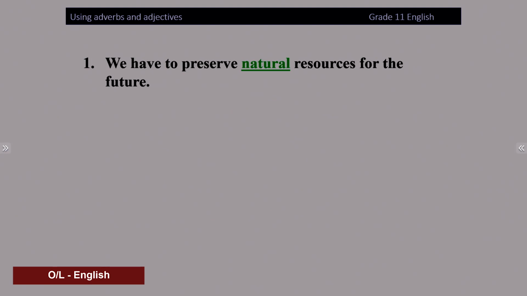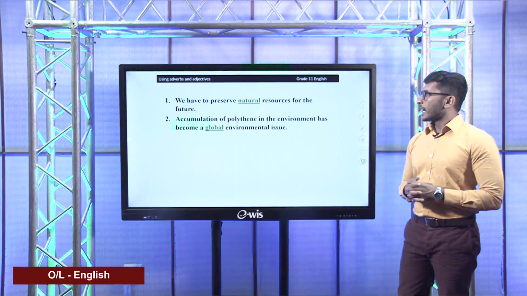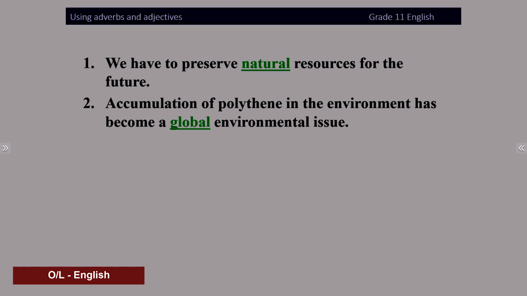Yes. We have to preserve natural resources for the future. What resources? They are natural resources. So natural is an adjective here. The second one, accumulation of polythene in the environment has become a global environmental issue. What do you mean by accumulation? Accumulation is getting collected. So it has become a global environmental issue. Here the word global is an adjective. It describes the noun environment.